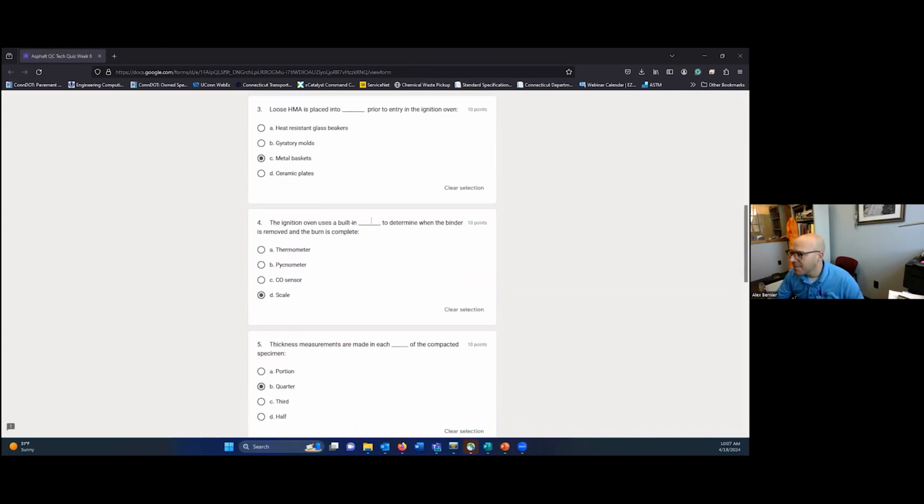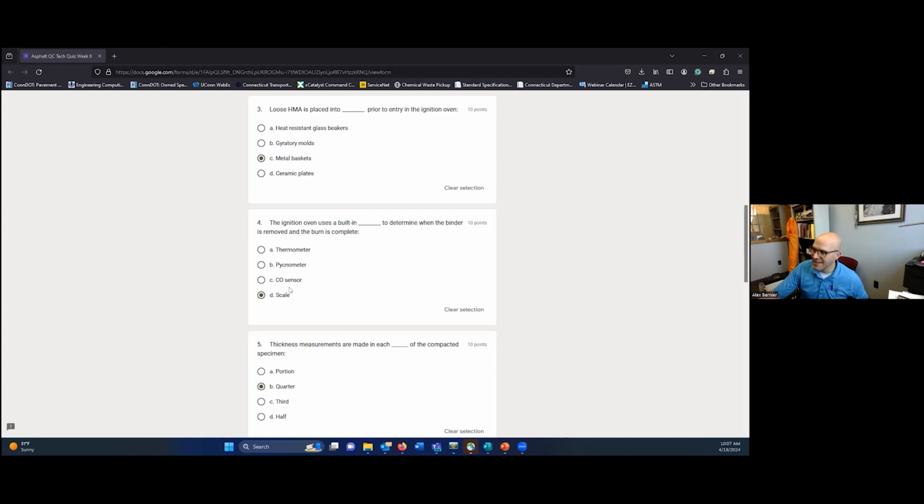Question number 4. The ignition oven uses a built-in blank to determine when the binder is removed and the burn is complete. Well, if you look through here, since we're burning off the asphalt, weight is going away from it. And really, the only thing we could truly monitor that with is a scale, D. There is a built-in thermometer, but that's not what's dictating the test.